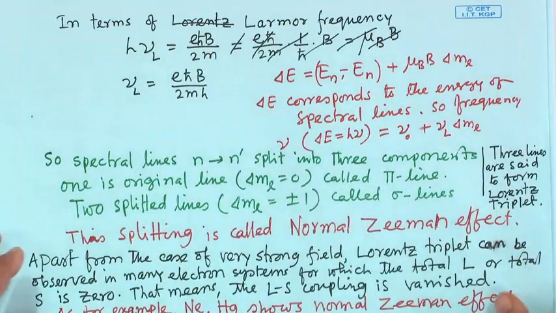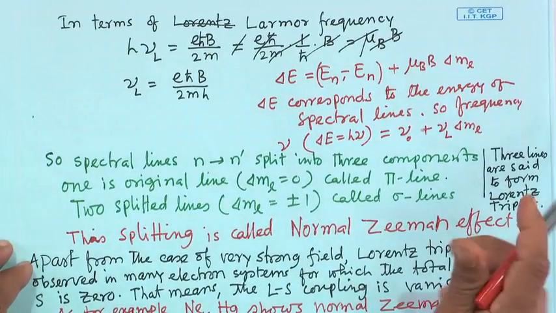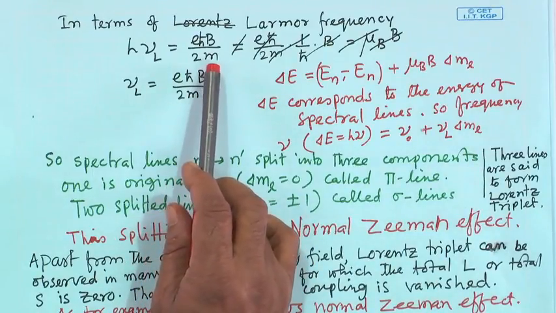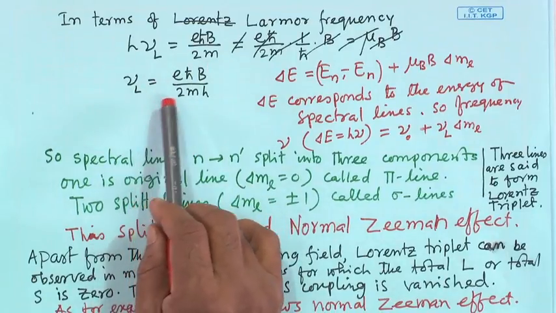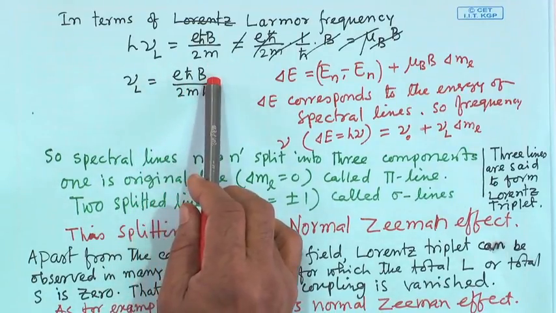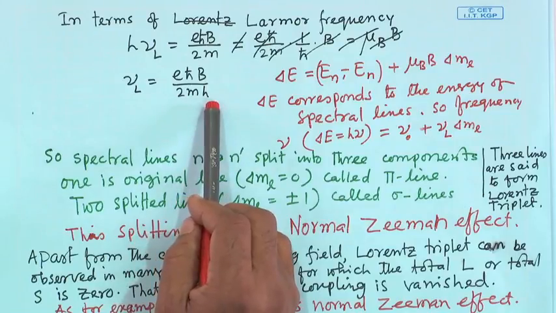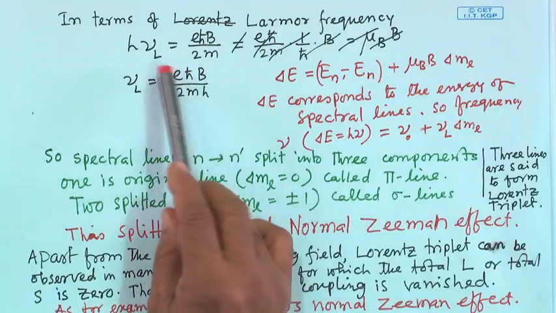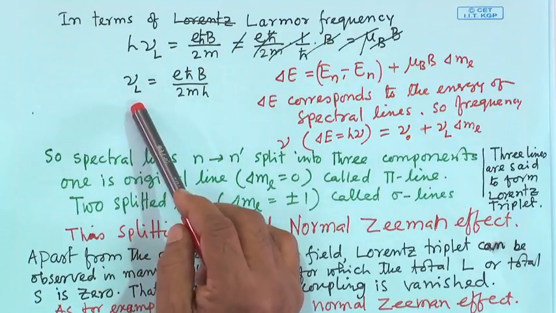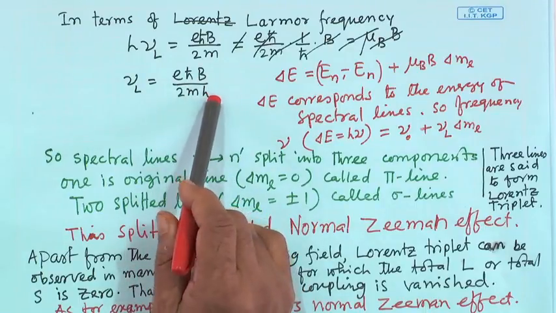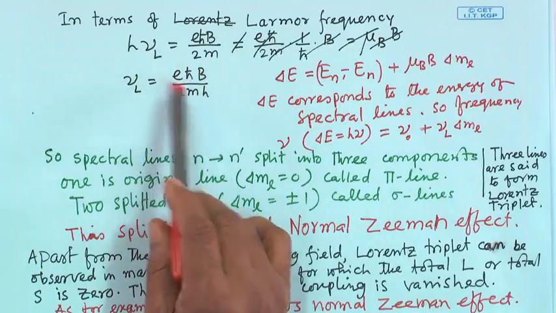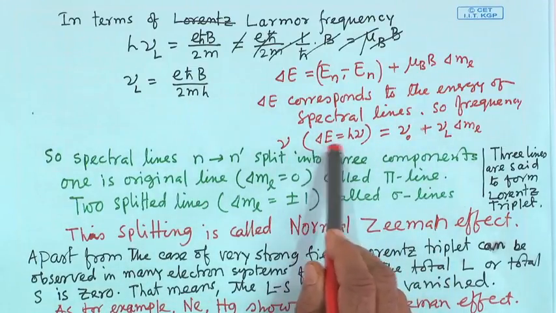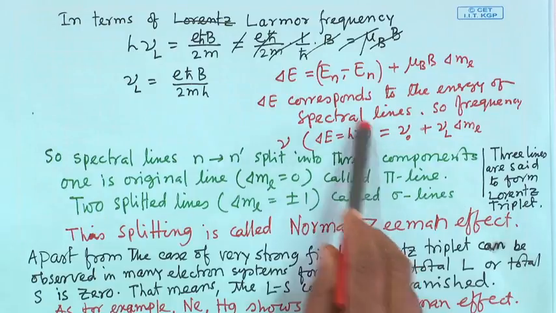This is coming from what we have seen earlier. This is the Larmor frequency and the corresponding energy. So nu L will be equal to e h cross B by 2m h. Here we have taken the h down. In terms of the frequency of the spectral lines, delta U equals h nu. So in our case delta U equals this.